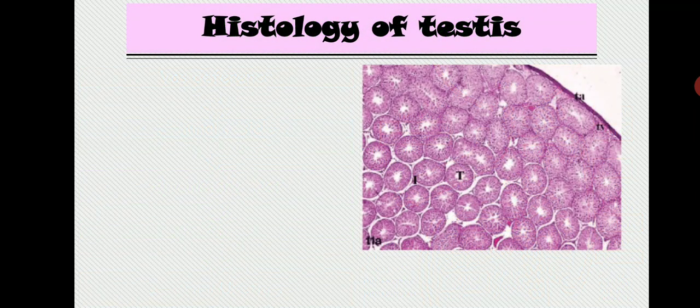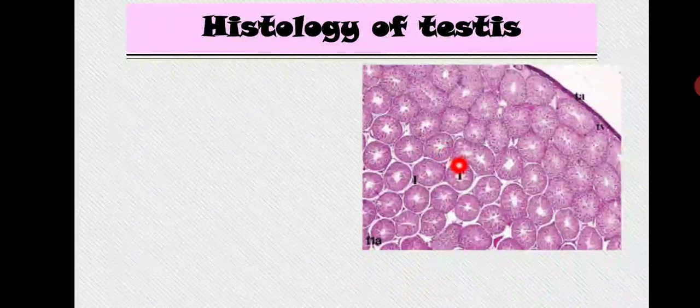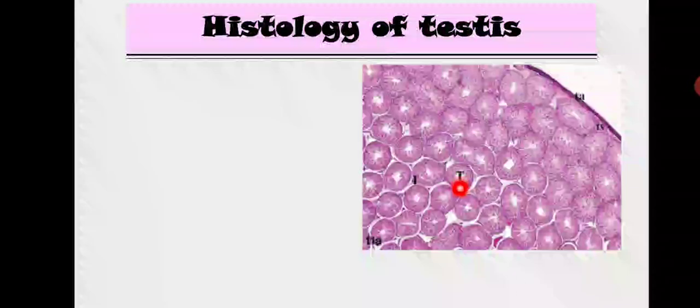Now as far as the histology of the testis is concerned, if you take a sample of a testis, put it under the microscope and stain it, then the testis will look like this. Now what is this structure? You can see that these circular portions are actually the seminiferous tubules. If you cut the testis, they are shown like seminiferous tubules.